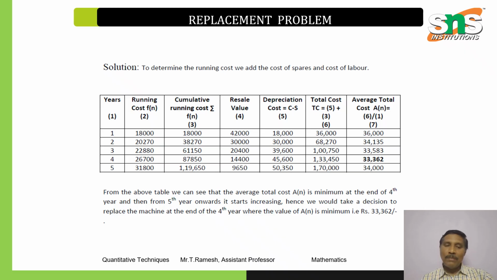So from the above table, we see that the average cost is a minimum at the end of the fourth year. Because the fifth year rate is increased, the best replacement time is after 4 years, because its cost is 33,362. Then it is increasing. The next data is increasing. Therefore, we stop at this level. Therefore, the fourth year is the best replacement time.